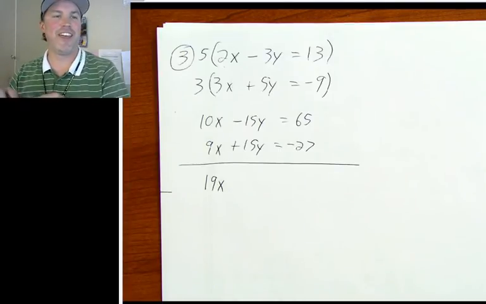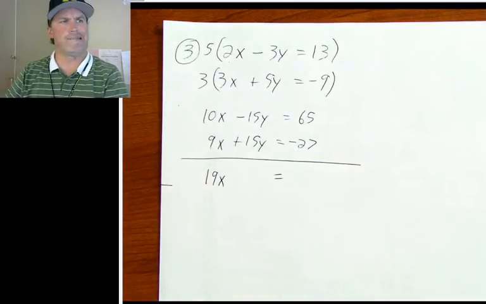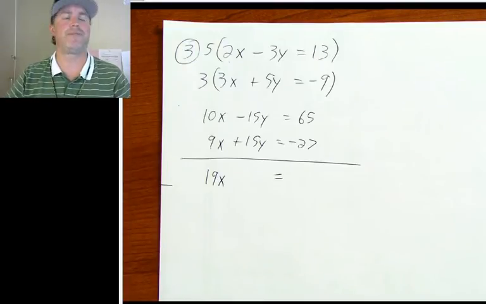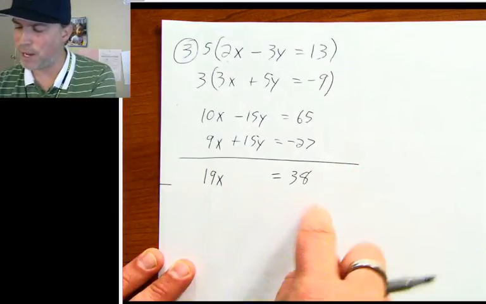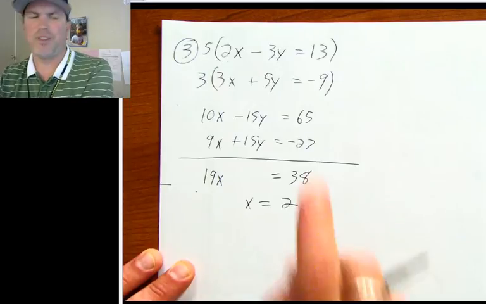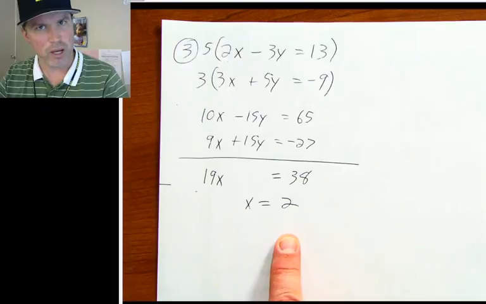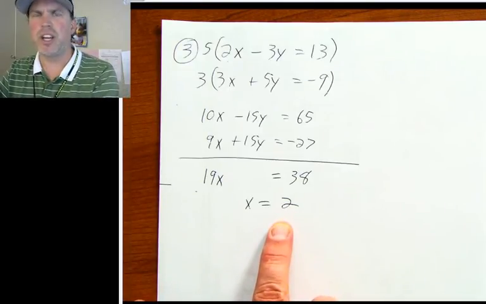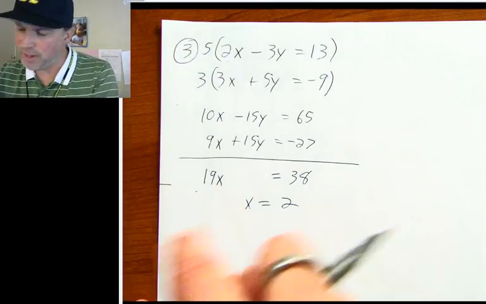And when I add up the numbers, 65 minus 27, well, let's see, 65 minus 30 is 35, so minus 27 would be 38. And then when I divide both sides by 19, I do actually get x equals 2. With these problems, if you get a non-fractional answer, I can't guarantee that you're right. When you get a non-fractional answer, it's usually a good indicator that you haven't made a mistake, but it's not a guarantee.